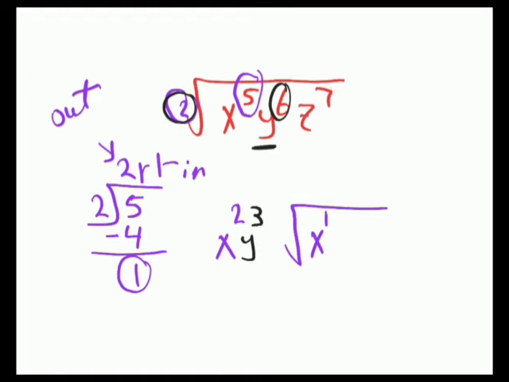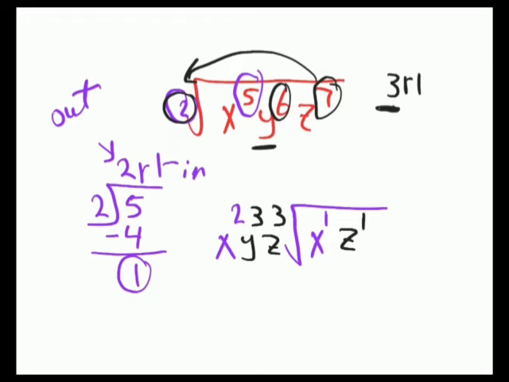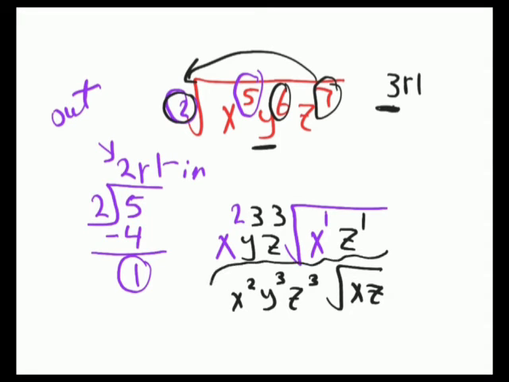Let's try this. The z has a power 7. So 7 divided by 2 is 3 and the remainder is 1. So we get z inside and outside. Z outside will take the power 3 and inside will take power 1. And let's write it professionally. It's x squared y power 3 z power 3 radical x z. And that's what you get for the simplified radical.